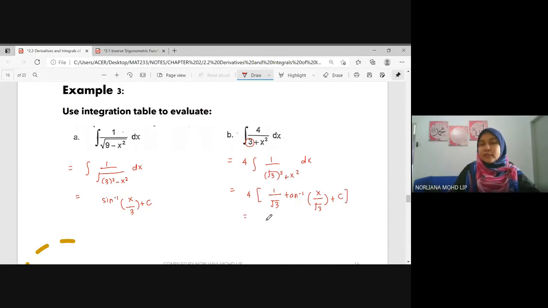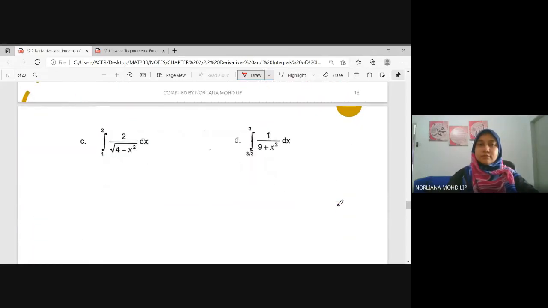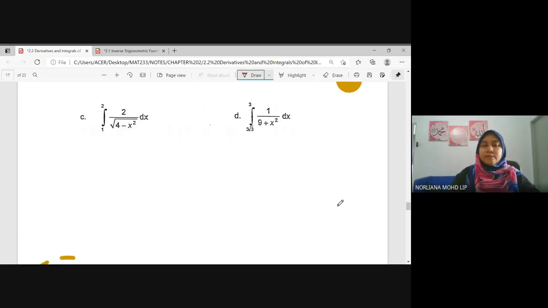Akan dapat ni lah, ni boleh darab lah. 4 over square root 3 tangent inverse x over square root 3 plus c. Okay, C. Okay, yang ni dia ada boundary atau dia ada upper boundary and lower boundary, so boleh masukkan lah nanti. Okay, 2 1 over 2 square minus x square.